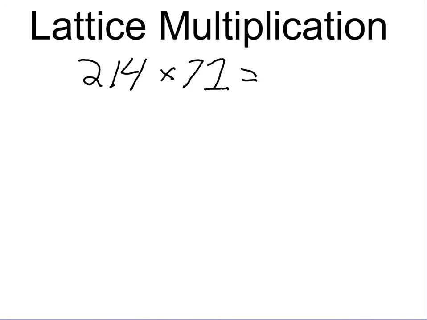Take your first number, which is 214. We're going to put that on top. So I'm going to write out 214, giving me some space so I have room to do the lattice. And 71, your second number, goes on the side.